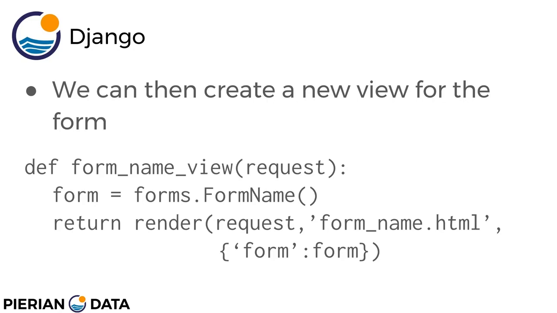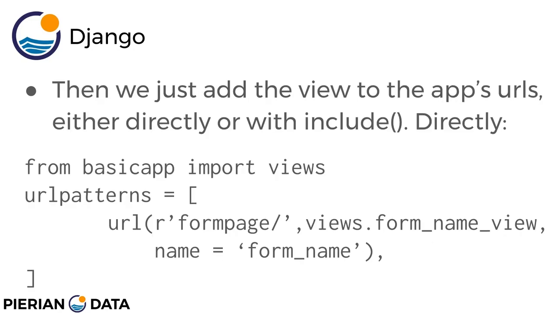Again, very similar feel to how we were working with models in our views.py file. And then all you have to do is add the view to the app's URLs, either directly or with the include function. If you do it directly, it just looks something like this. You'll say from your application, import views, and then somewhere inside your URL patterns file, you'll say the URL function, pass in the actual extension of your URL that you want the form to be on, views dot whatever the view is called. So in this case, we called it form name view, and then you give it a name, such as form name.